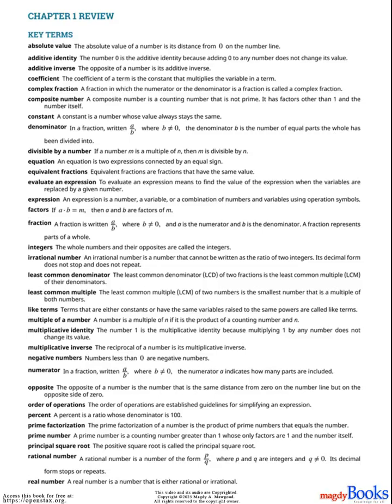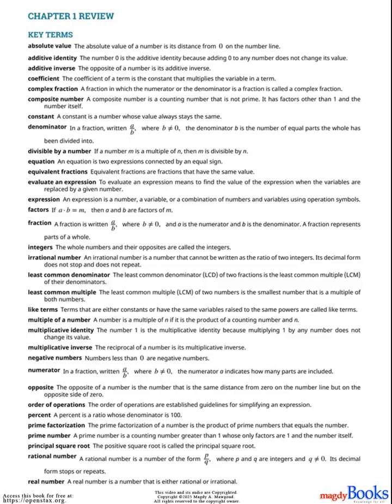Order of operations. The order of operations are established guidelines for simplifying an expression. Percent. A percent is a ratio whose denominator is 100. Prime factorization. The prime factorization of a number is the product of prime numbers that equals the number. Prime number. A prime number is a counting number greater than 1, whose only factors are 1 and the number itself. Principal square root. The positive square root is called the principal square root.